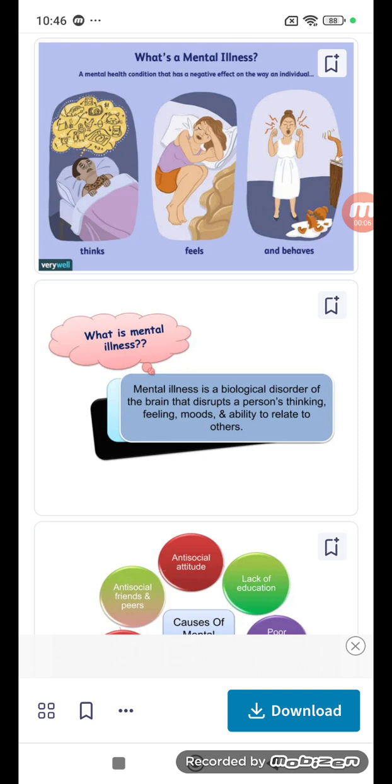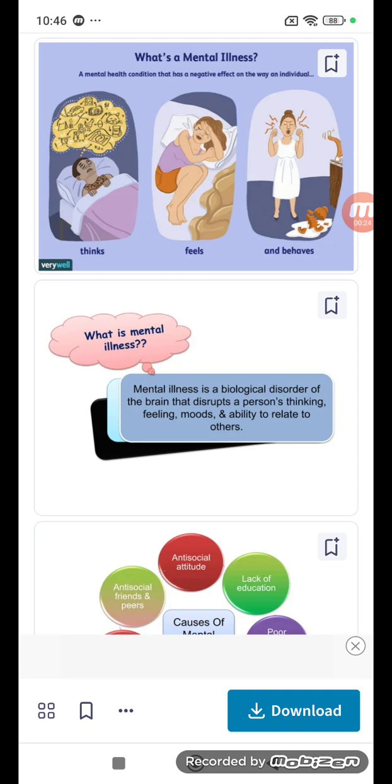Today we are discussing one of the topics, mental illness. Mental illness is related to a mental health condition that has a negative effect on the way an individual functions. Simply, it is related to the nervous system. So, what is mental illness?